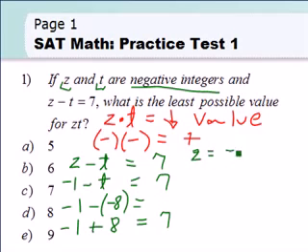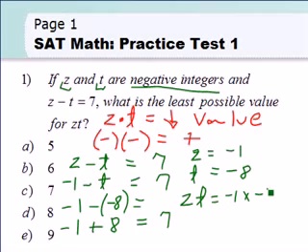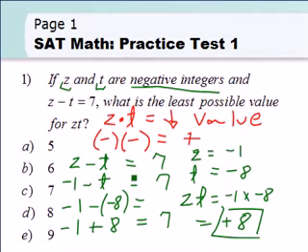So now I know the value for both of them. z is equal to negative 1, and t is equal to negative 8. Both integers are negative, and when I multiply z times t, that is equal to negative 1 times negative 8, and the product there is equal to positive 8. And that is the answer. The answer here is letter D, 8.